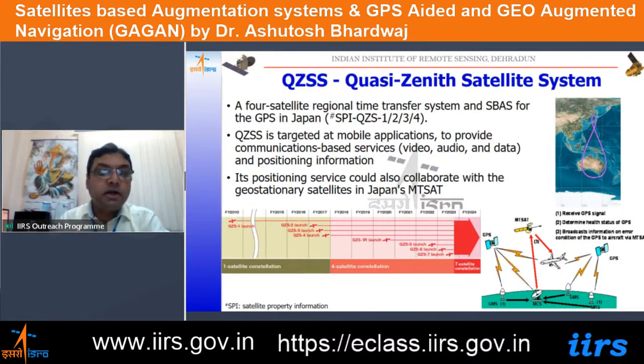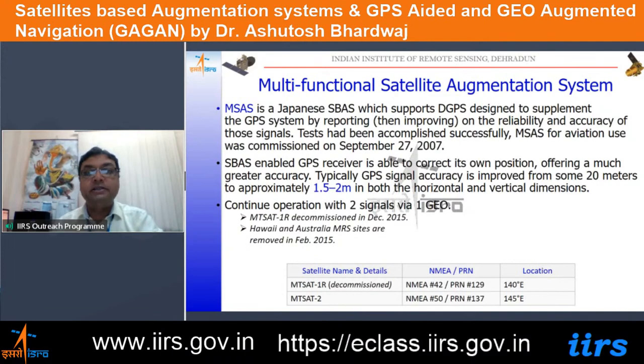So we talked about the WAAS of the US, then the GAGAN of India, and then the EGNOS for Europe. Now this is the Quasi-Zenith Satellite System of Japan, and this is using the Michibiki satellites, which means to guide. They are using it for the regional navigation satellite system as well as for the purpose of the satellite-based augmentation system, using the Japanese MTSat satellites. These MTSat satellites are providing the SBAS support using the DGPS methodology again, and they are supplementing the GPS system.